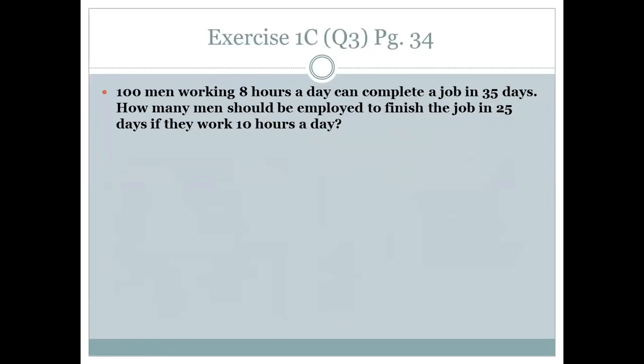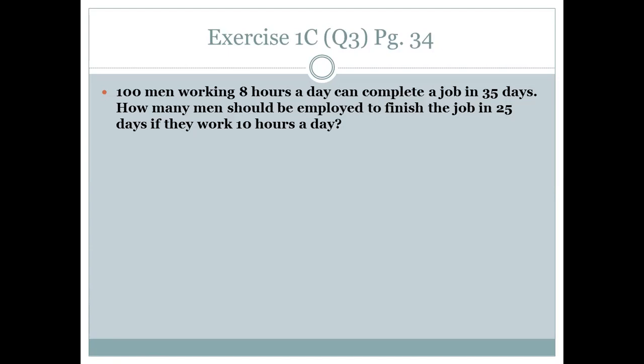we have exercise 1C question number 3, which is related to compound proportion, and you may find this question on page 34. The question is: 100 men working 8 hours a day can complete a job in 35 days. That means 100 men in a factory working 8 hours a day can complete their job in 35 days. But how many men should be employed to finish the job in 25 days if they work for 10 hours a day?